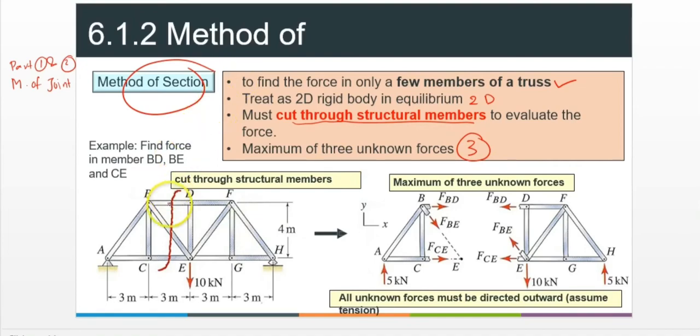Maximum of 3 unknown forces. Alright, so maximum dia 3 je. Okay, you tak boleh nak lebih. Kalau lebih, you all akan having difficulties to calculate the values. Alright, let's say kalau kita ada example here, we have B, D, C in NE. Alright, so we cut through the structural member on the center, and then we must consider which we have only maximum of 3 unknown forces.